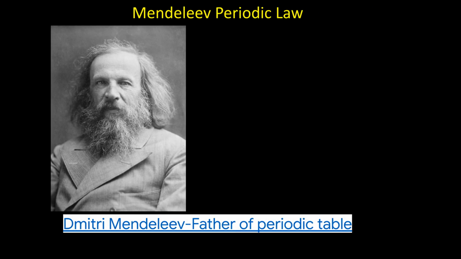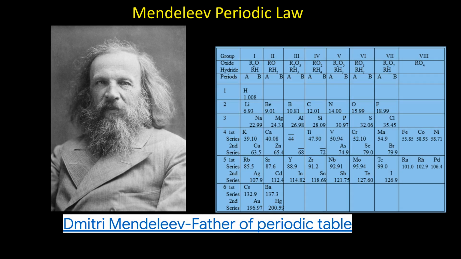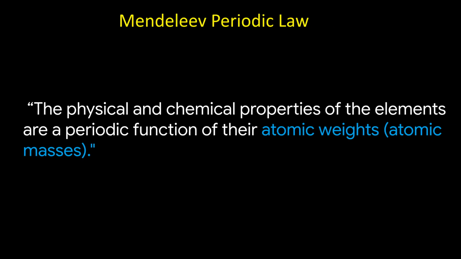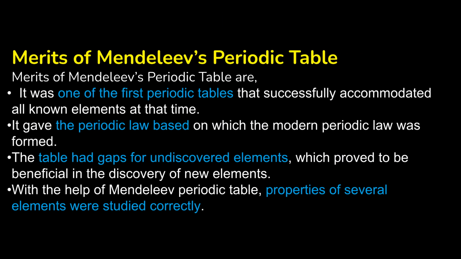Dmitry Mendeleev is widely recognized as the father of the periodic table, having developed a system to organize elements based on their properties. Mendeleev's periodic law states that the physical and chemical properties of the elements are a periodic function of their atomic weights. Mendeleev's table was groundbreaking, as it successfully accommodated all known elements at the time, provided a basis for modern periodic law, left gaps for undiscovered elements, and helped predict the properties of many elements.